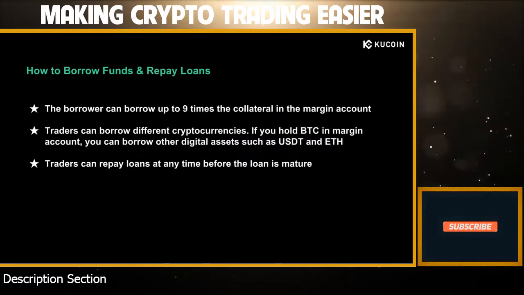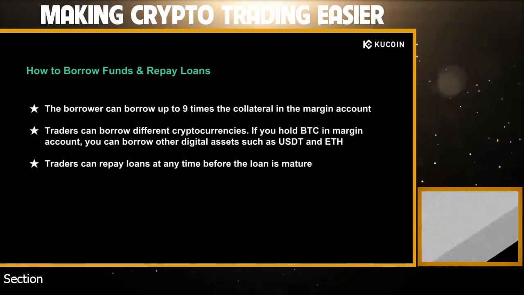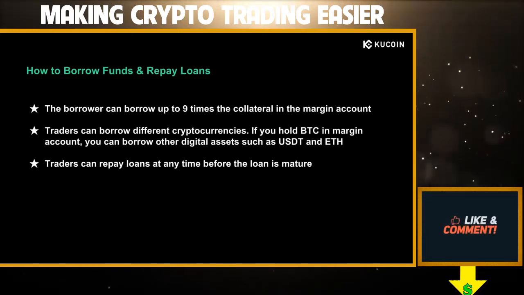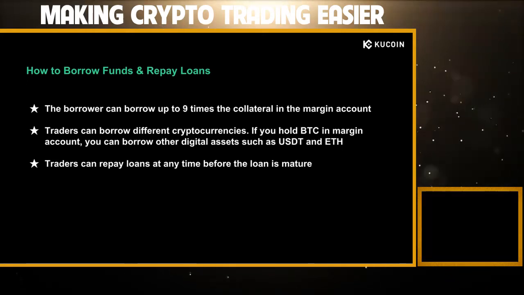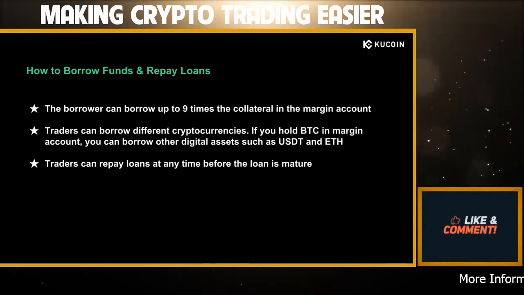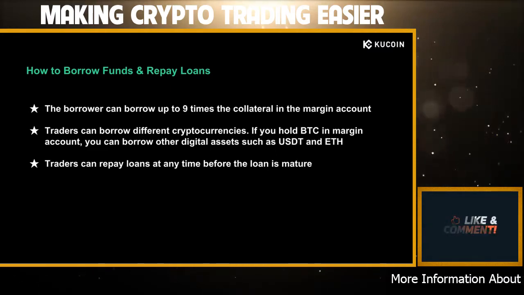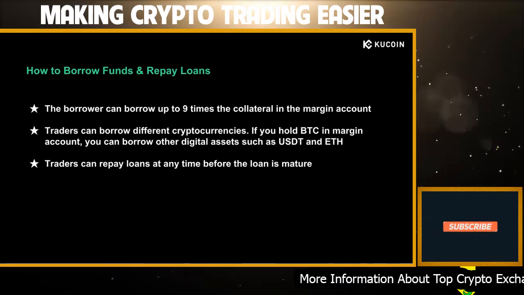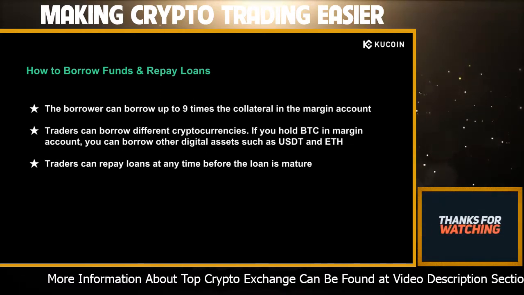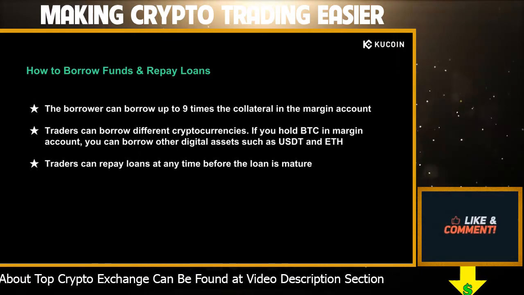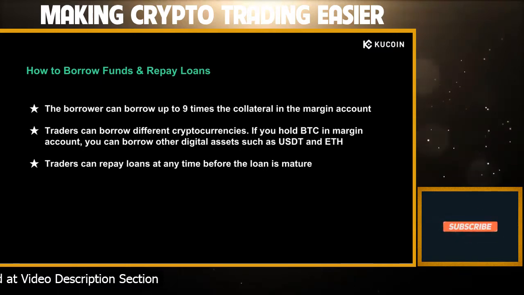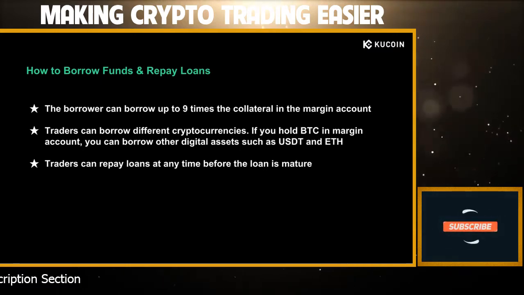Let's begin. We already know that margin trading allows us to leverage borrowed capital to amplify our profits. And traders can borrow up to 9 times the collateral in the margin account. So for instance, if I hold 1 USDT in a margin account, then I can borrow up to 9 USDT. Besides, we can borrow different currencies. So if I have BTC in the margin account, I can also borrow other digital assets such as USDT and ETH. Users can repay the loan at any time before the loan is mature.